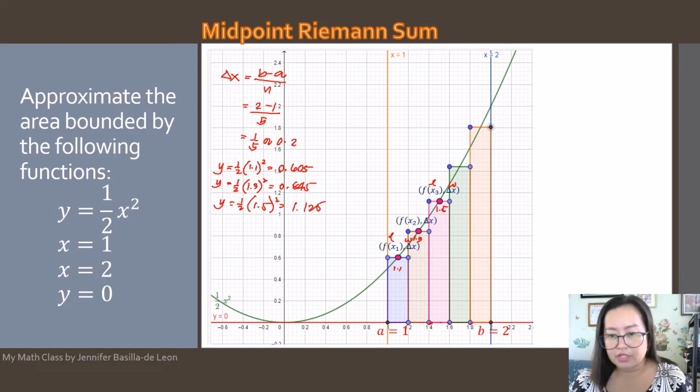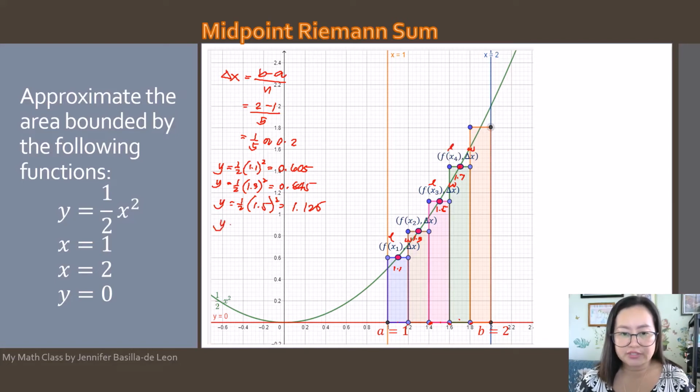1.125. Now for the fourth rectangle, we shall use the midpoint of the subinterval from 1.6 to 1.8, so we will have 1.7. Then we get the length and the width, so we evaluate the curve at x equals 1.7. Simplifying this, we will have 1.445.